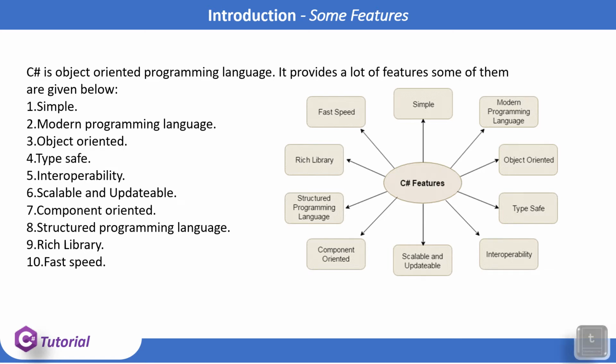C# is an object-oriented programming language. It provides a lot of features. Some of them are given below. 1. Simple. 2. Modern programming language. 3. Object-oriented. 4. Type safe. 5. Interoperability. 6. Scalable and updatable. 7. Component-oriented. 8. Structured programming language. 9. Rich library. 10. Fast speed.